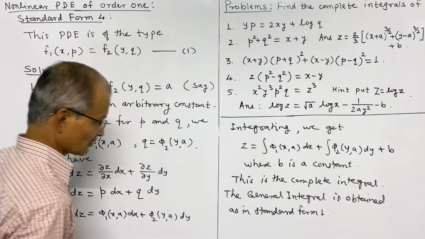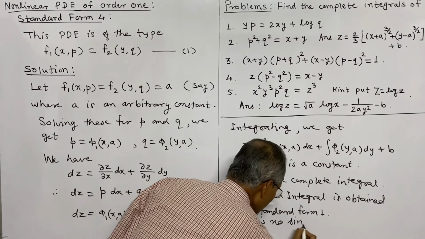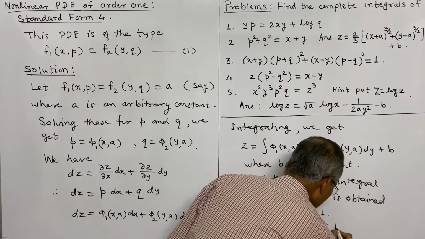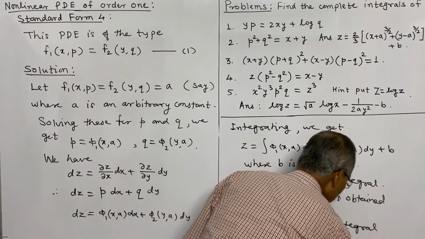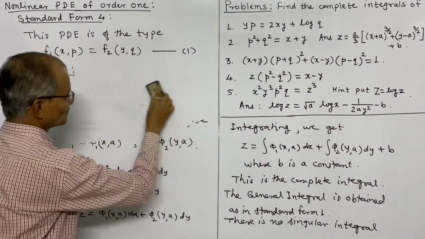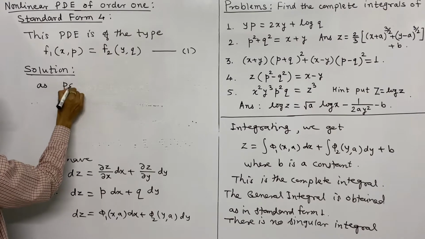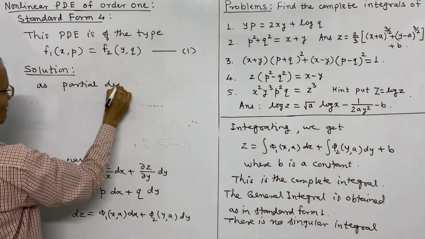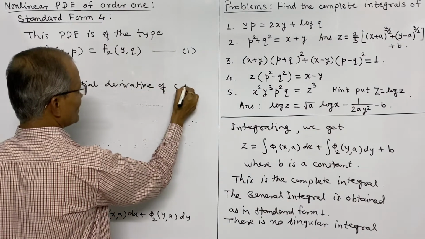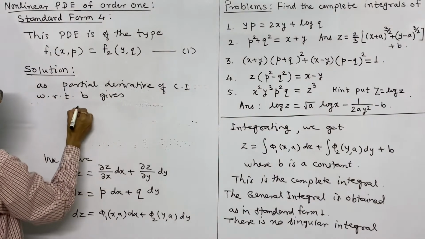We can write the reason for this. No singular solution or singular integral, as the partial derivative of the complete integral with respect to b gives 0 is equal to 1.